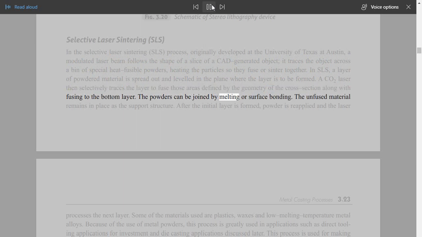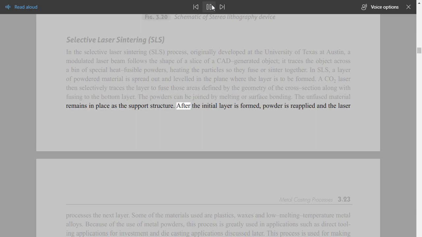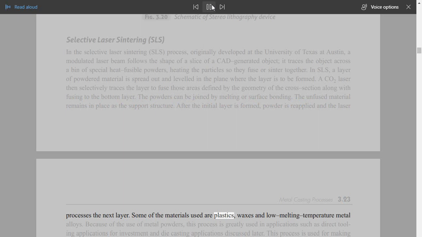The powders can be joined by melting or surface bonding. The unfused material remains in place as the support structure. After the initial layer is formed, powder is reapplied and the laser processes the next layer. Some of the materials used are plastics, waxes and low melting temperature metal alloys.